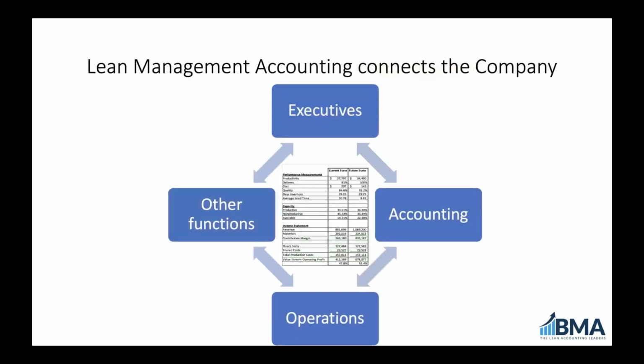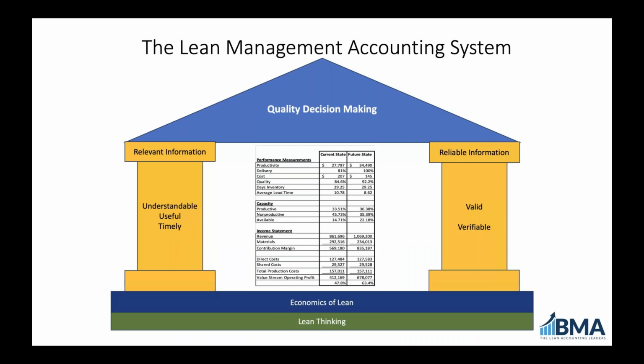Through the common use of box scores throughout the analysis and decision making, lean management accounting really connects the company, because you have different parts of the organization that are basically using the same information. So they have to start thinking the same way. And finally, which I've talked about throughout this webinar, improving the quality of decision making. Lean management accounting is designed to provide relevant and reliable information to all decision makers inside a lean company to make better quality decisions.